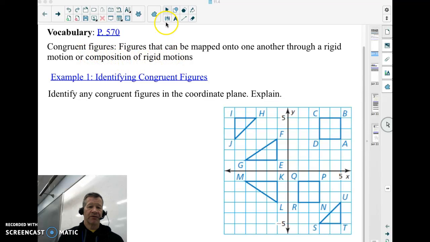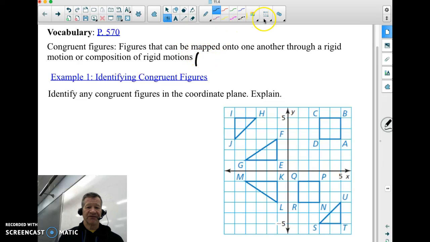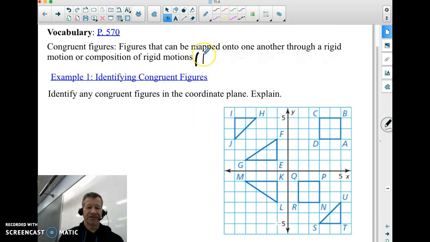So when you think rigid motions, think things like translations, the things that we've talked about so far. Translations, what else do we do? Reflections, and rotations. So a rigid motion would be either a translation, a reflection, or a rotation. Those are the rigid motions that we have studied.